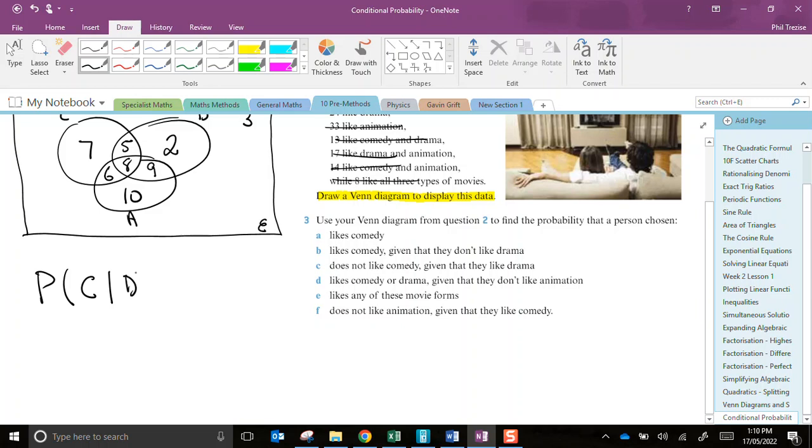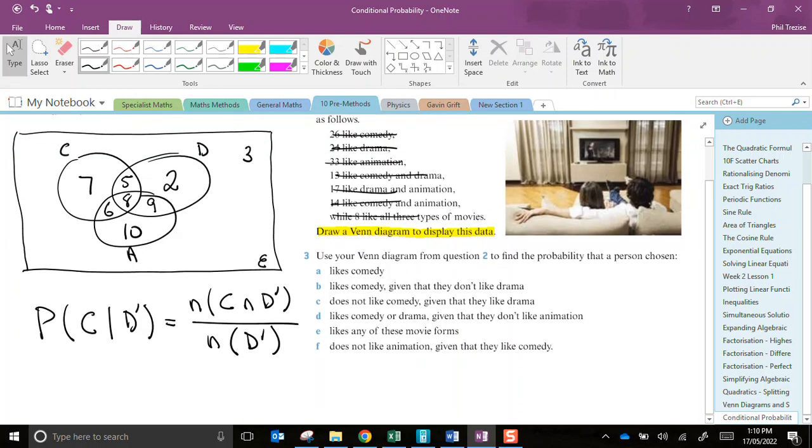So not liking drama would be the complement of drama. Now, this is where we need to use conditional probability. The rule for conditional probability is that we want the number of people, so little n is number, and we want the intersection of those two sets, C intersect not D, all divided by the number in the second one, not D. Let's see how we go with this.